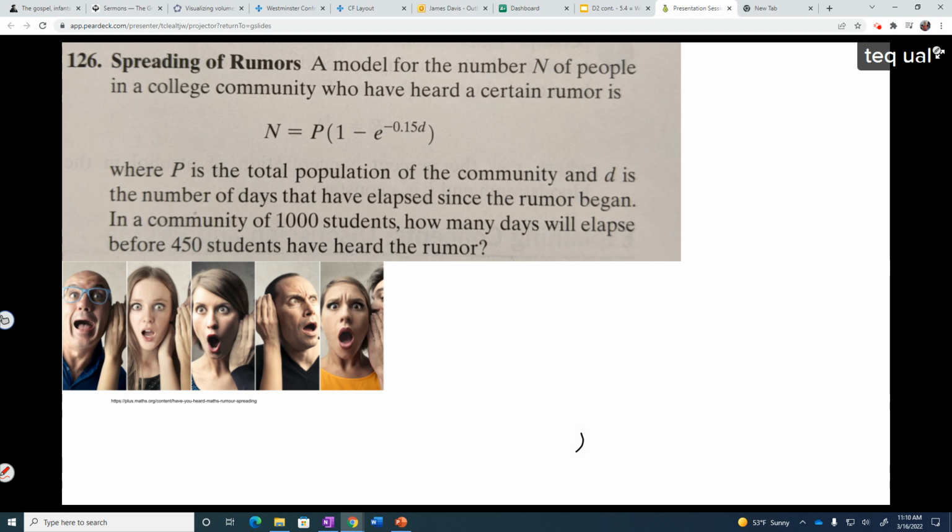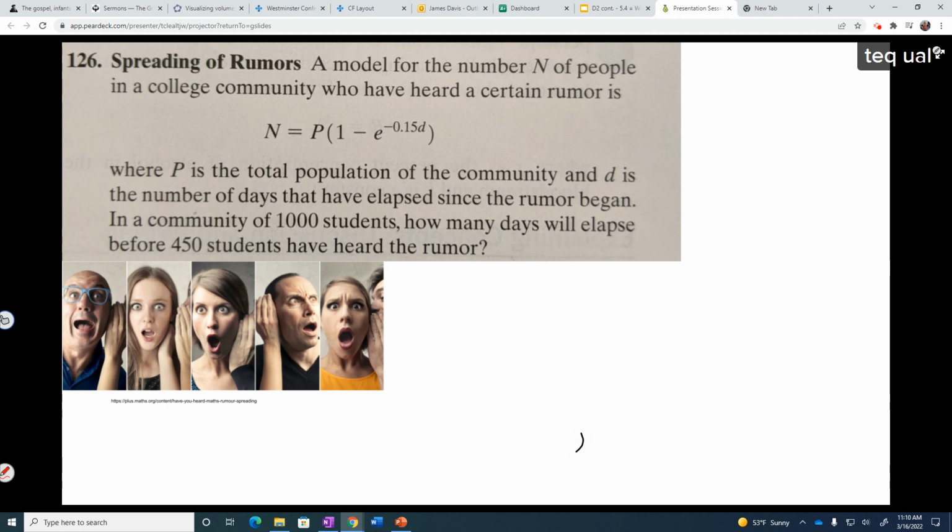So here we have spreading of rumors, and the model here, N represents the number of people in a college community who have heard a certain rumor, and so it's spreading exponentially. P is the total population of the community, and D is the number of days that have elapsed since the rumor began. Some rumors spreading around the college campus.